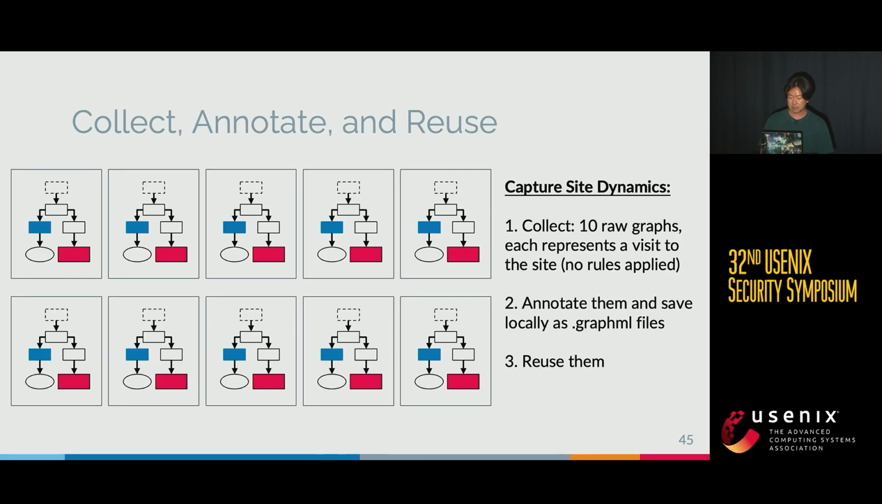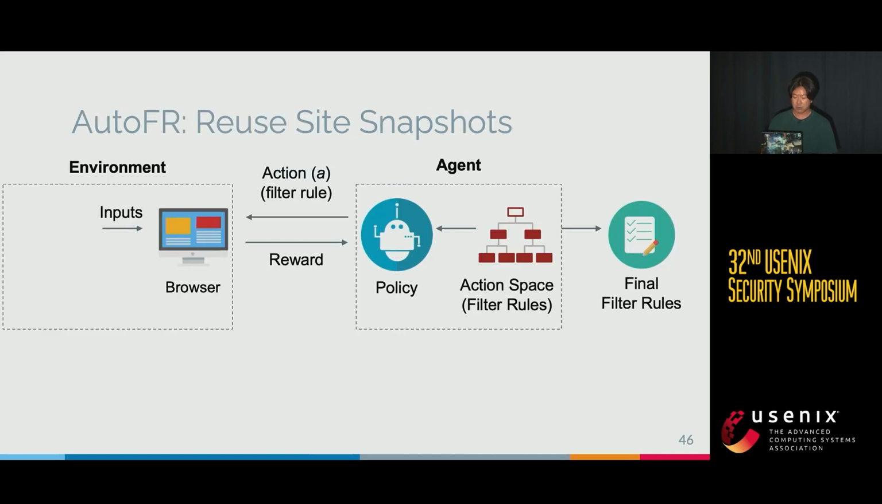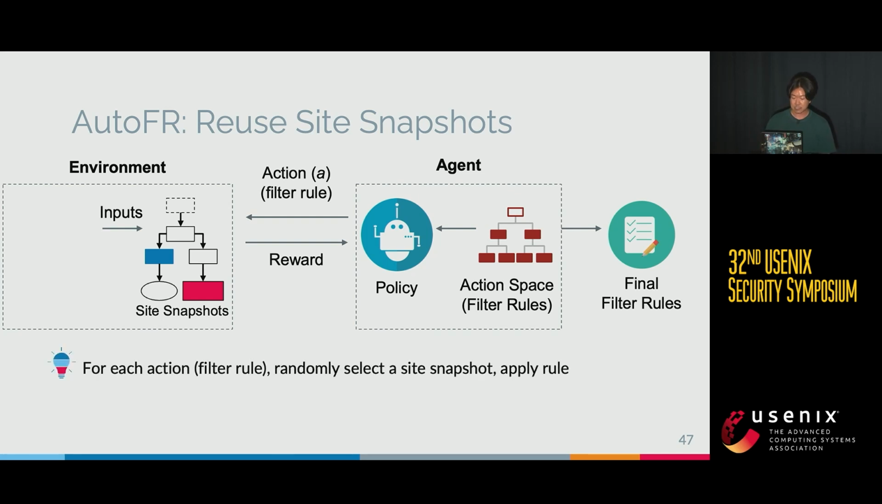And we're going to use this concept now and collect 10 site snapshots by visiting the site 10 times without any rules applied. We're going to annotate the graph and save them locally as graph.ml files, and then reuse them. So what we've done is actually replace the potential hundreds to thousands of visits to the site down to a fixed number of site snapshots. In our work, we recommend using 10 to capture the site dynamics. And so for each time we apply a filter rule, what we're going to do is simply randomly select a site snapshot and then apply it in a post-processing manner. And this enables AutoFR to be efficient and scalable.